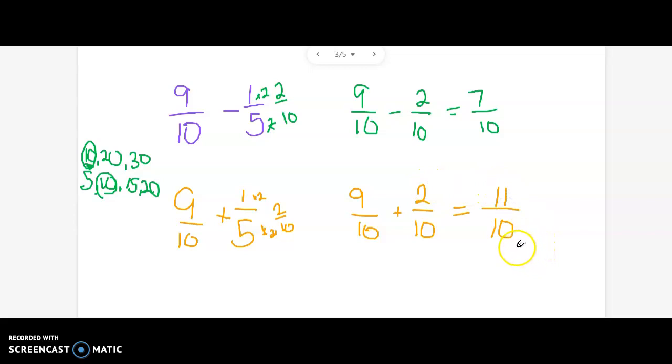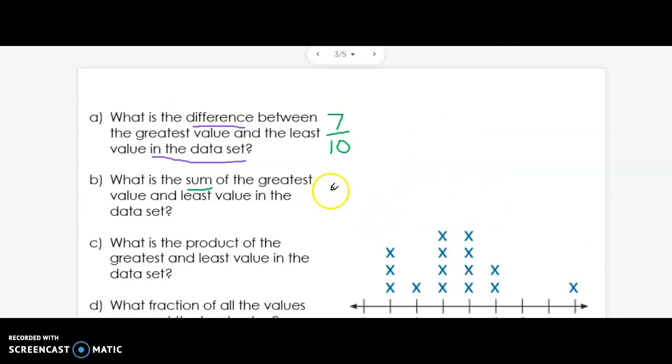Now, I'm not done. When I added these two fractions together, I got 11 over 10. That is an improper fraction. That's my elephant on the ball. So I need to turn this into a mixed number. I'm going to say, okay, how many times can 10 go into 11? One whole time. So I'm going to take 10 away from my 11. That means I have 1 left over, and my denominator still is 10. So 1 and 1/10 is the sum of the greatest and the least together. So let's put that up here, 1 and 1/10.